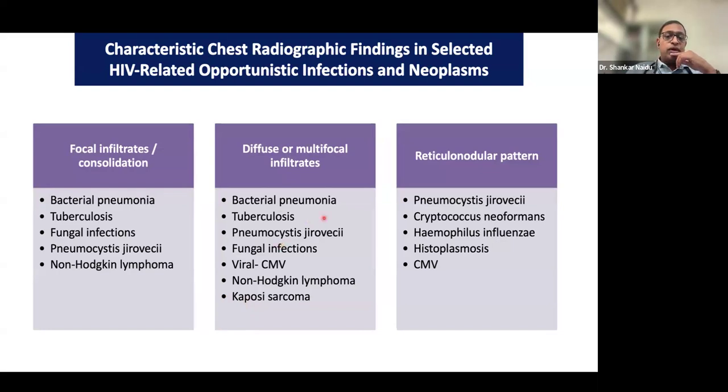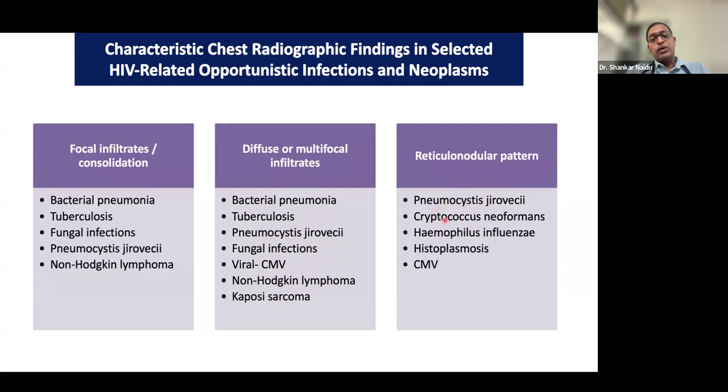When we find diffuse and multifocal infiltrate, then again bacterial pneumonias can have, tuberculosis can again have. Pneumocystis becomes one important differential when there are diffuse bilateral infiltrates. Fungal infections again, cryptococcosis, histoplasmosis can have this kind of diffuse infiltrates. Then viral infections like CMV pneumonitis can have diffuse infiltrates, and rarely non-Hodgkin's lymphoma and Kaposi sarcoma can also have diffuse infiltrates. And if you find reticular nodular pattern, then pneumocystis becomes an important differential.